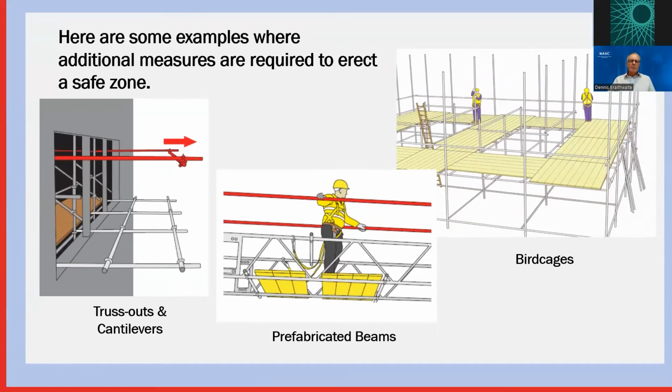Some examples where additional measures are required for a safe zone. Cantilevers and truss outs, we basically build the goal post, but build it horizontally rather than vertically, and then push it out into position so it's there ready for when the platform's boarded. Prefabricated beams, in most cases we can actually erect a platform. It's not a full platform, as you can see there. Unfortunately, it's a little bit obstructed, but it provides the scaffolders with a fair bit of platform to stand on. They're not standing on tubes, and the guardrails again we can erect in front of us as we go.